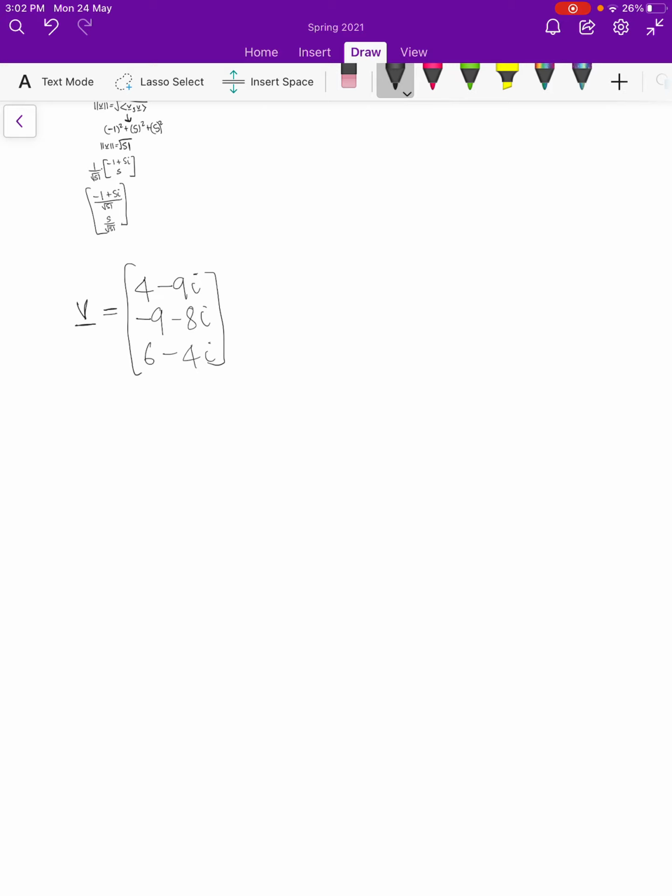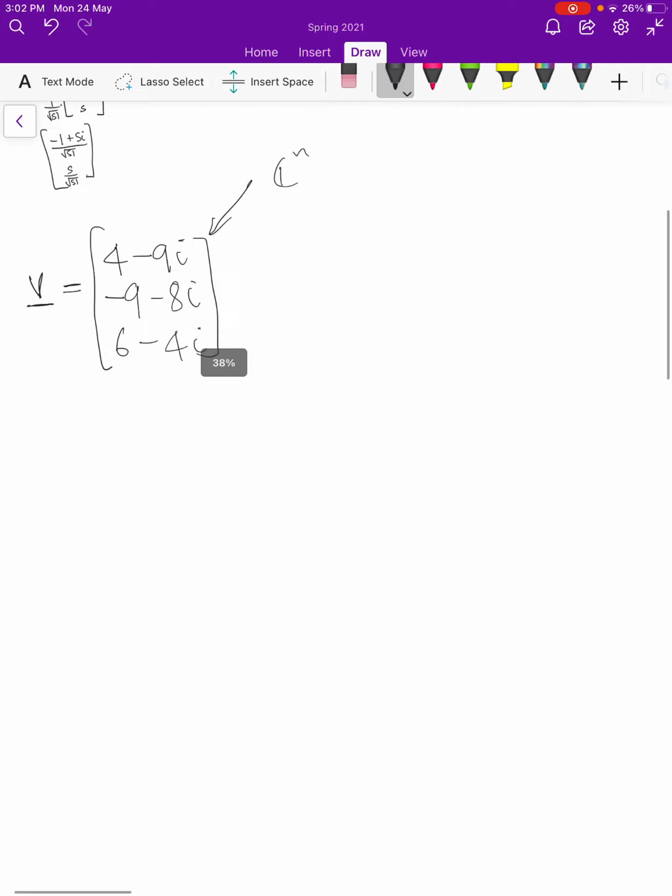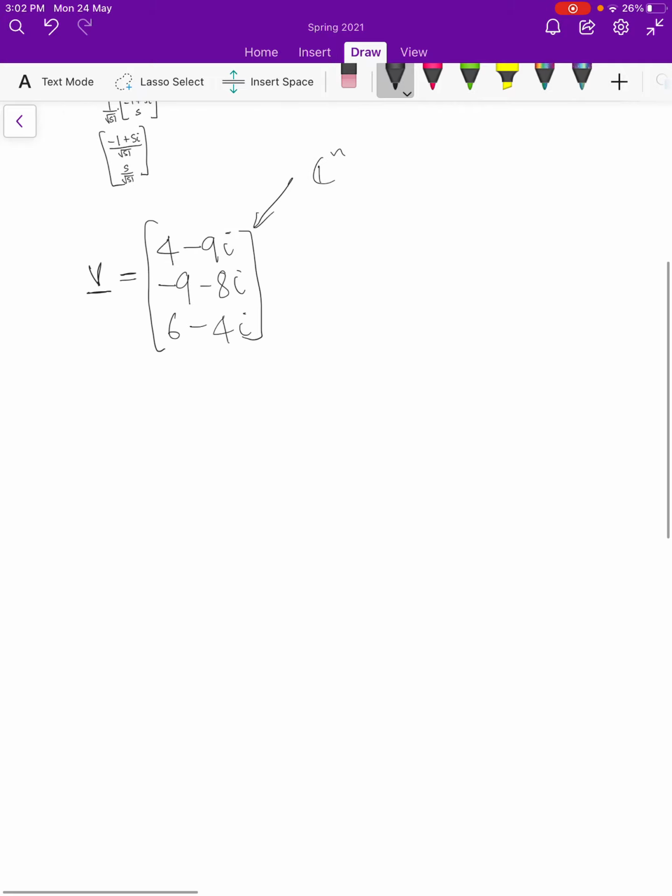Now, remember that an orthogonal vector means its inner product is 0. And when you're in Cn, it's the standard inner product. When you're in Rn, it's the dot product. But we're working with Cn, so we have to use the standard inner product. So it's going to be a little bit difficult.